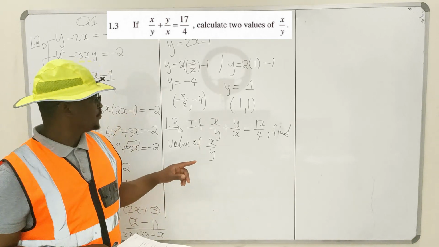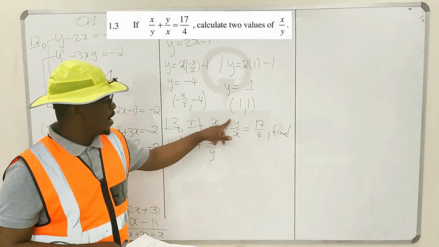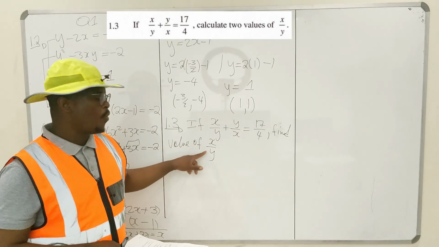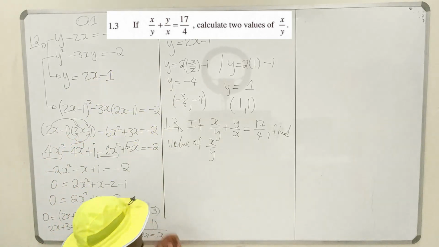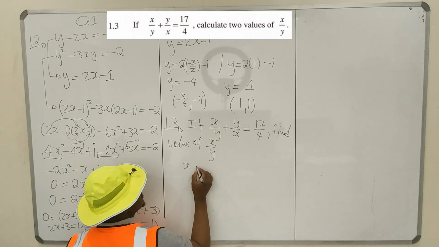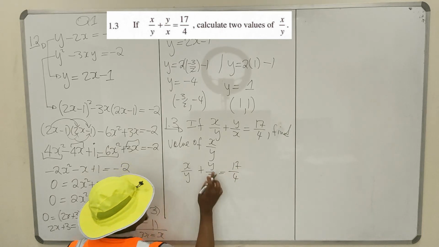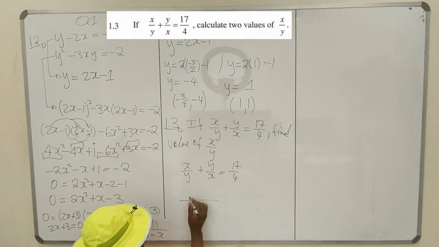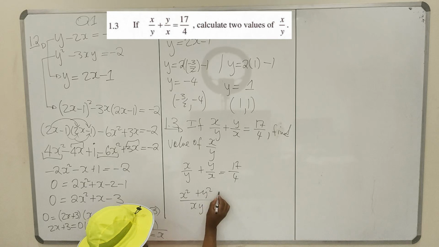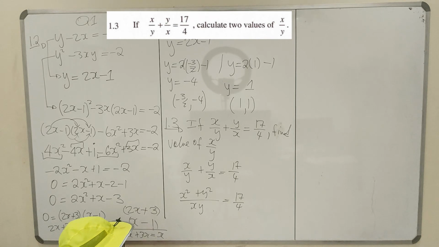So we are given that x over y plus y over x is equal to 17 over 4. So they wanted to find the value of x over y. So what do you do? First simplify this thing. So you have x over y plus y over x is equal to 17 over 4. So you add these. So this times this is xy, this times that is x squared plus y squared, over xy, is equal to 17 over 4. Right? Then you cross multiply.